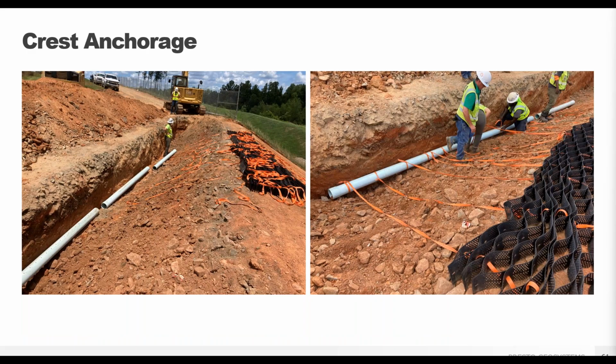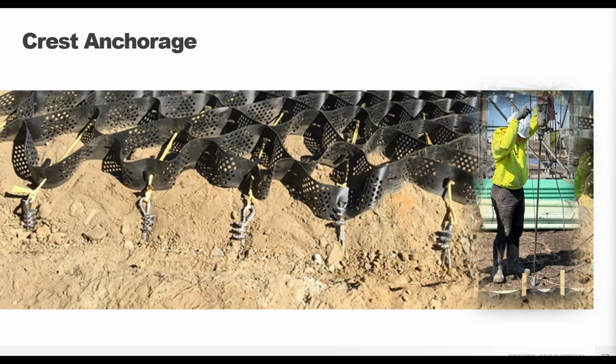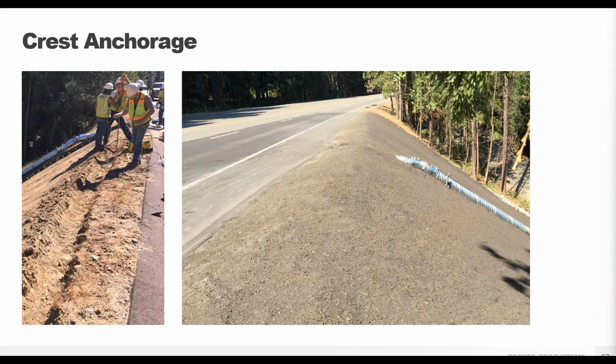For this GeoWeb slope protection system, a PVC pipe was used as a deadman anchor at the crest of the slope, and here's the connection of the tendons to that pipe. Earth anchors at the crest are another option, especially if the site is not conducive to digging an anchor trench, as with this road embankment.